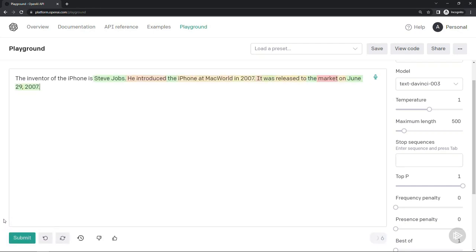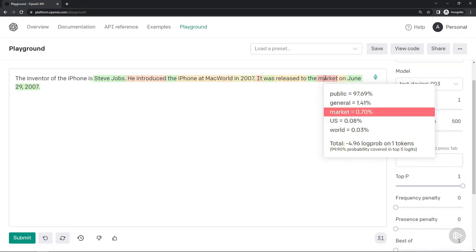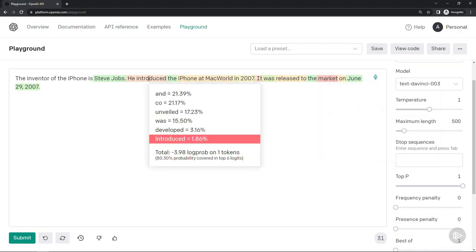We do still have the token highlighting on. And with that, we can actually see some words here that are highlighted in red. So if we look at market, for example, this wasn't the highest probability or the highest percentage, but it still chose it. So the model's taking a little bit more risk with this temperature setting and including some other words. When we had temperature set to 0, it would have chosen this one up here, public, for 97.69%, but we're going with market down here. If we look at some of these other words here, you'll see introduced is also a lower percentage. So the model's taking a little bit more risk with this setting.